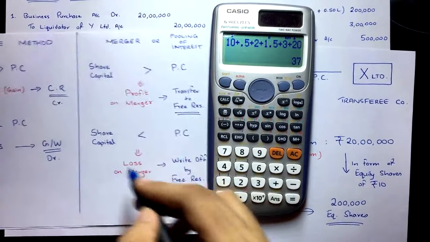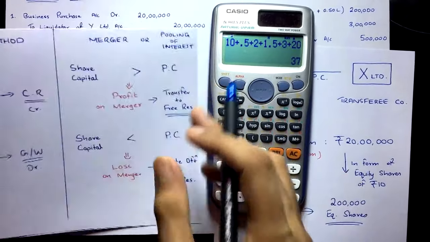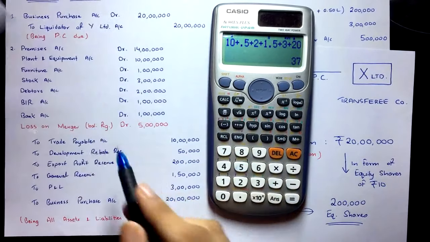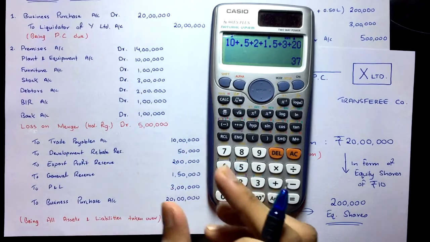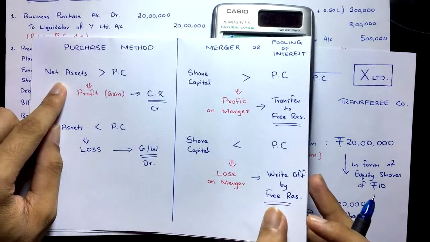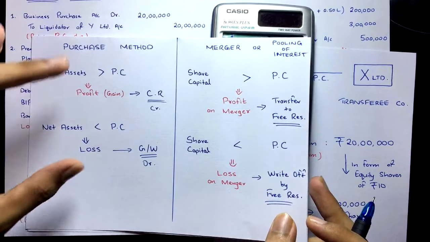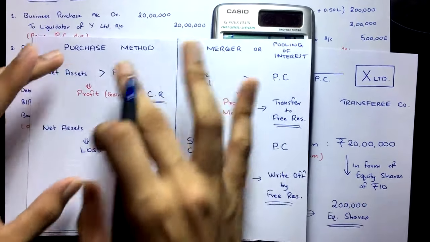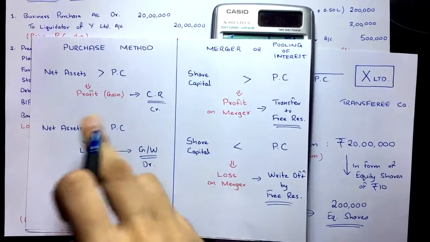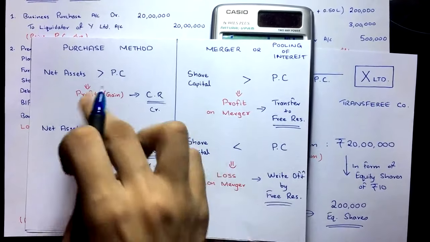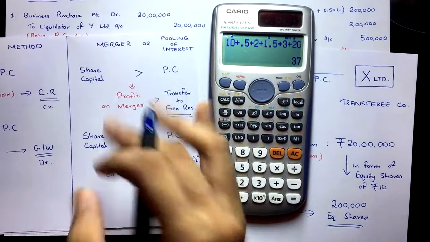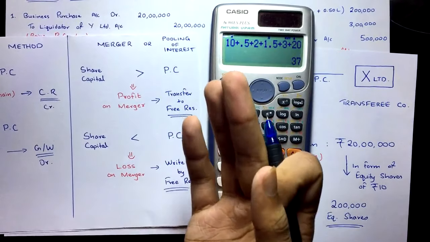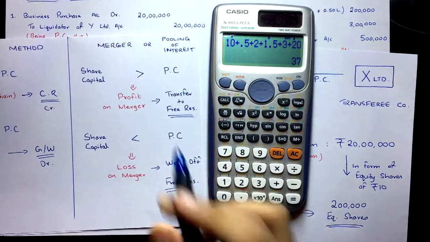But in the merger method, you have to understand, here we are also taking over all the reserves also. So we cannot compare the purchase consideration with the net assets, because here we don't take reserves except the statutory reserves. And separate entry we pass for that. Here we are taking reserves also, everything is taken over, assets, liabilities, reserves also. Only share capital is left.